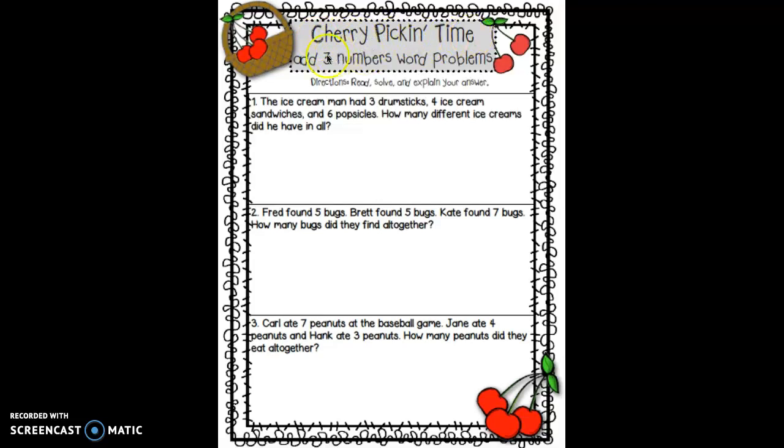Cherry picking time. Add 3 number word problems. Directions are to read, solve, and explain your answer. Don't forget to see if you can make 10 as you solve these problems.